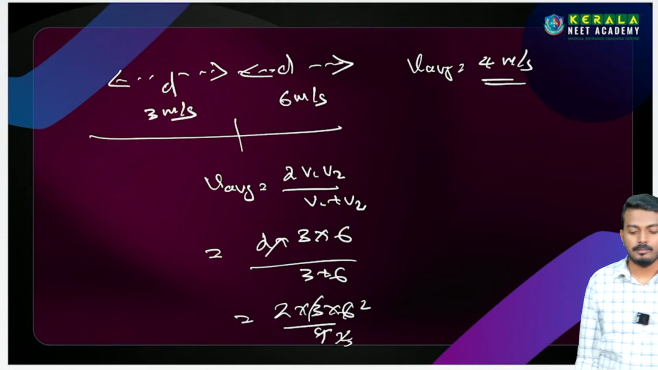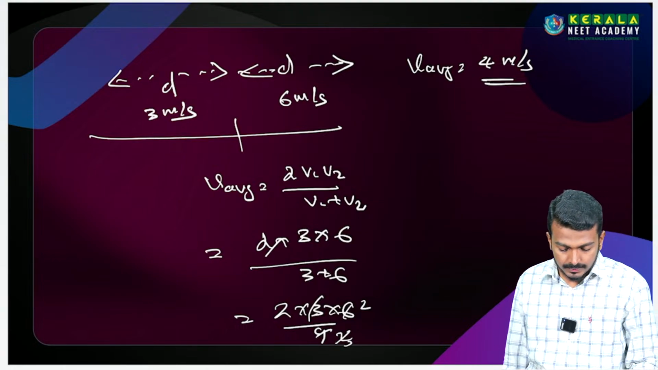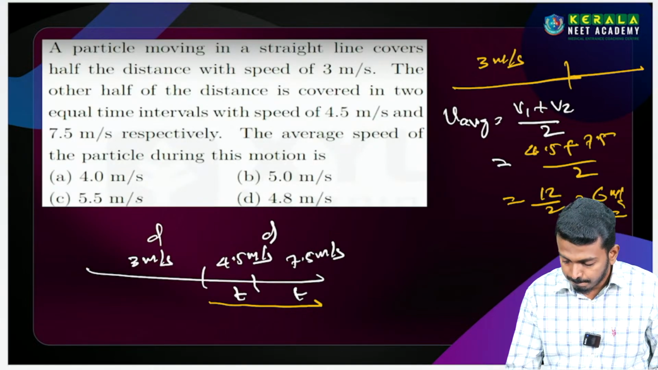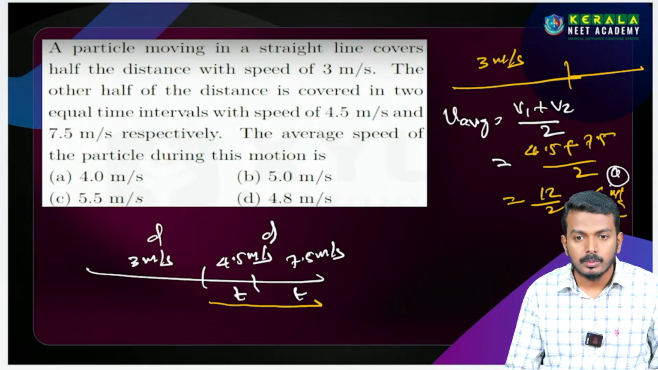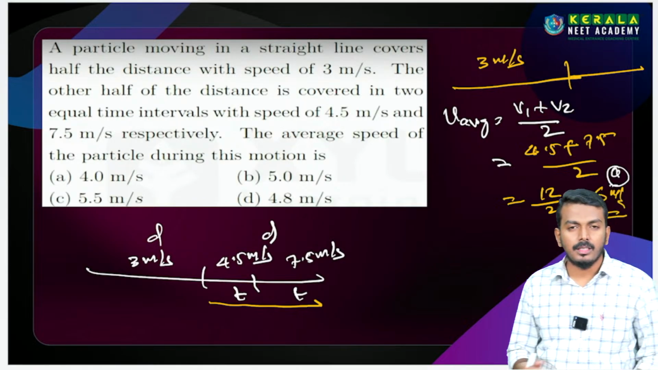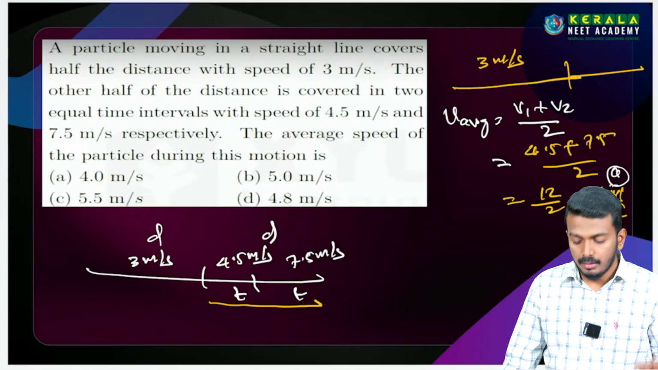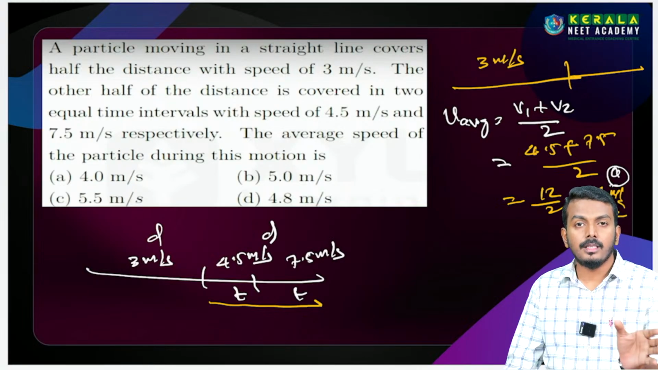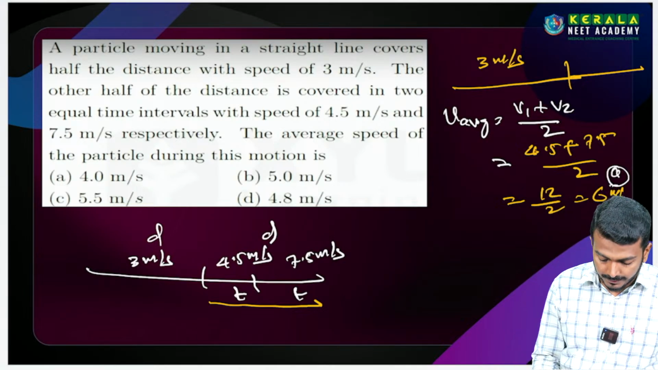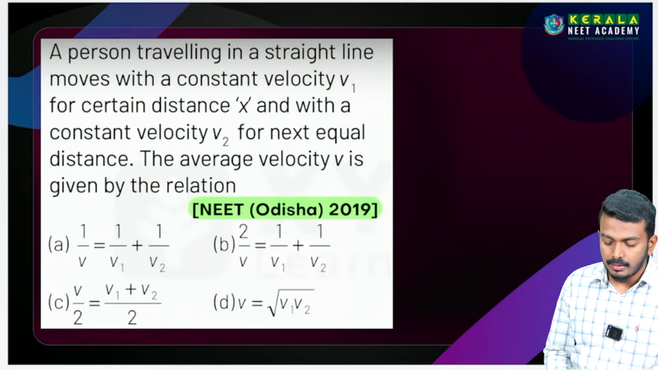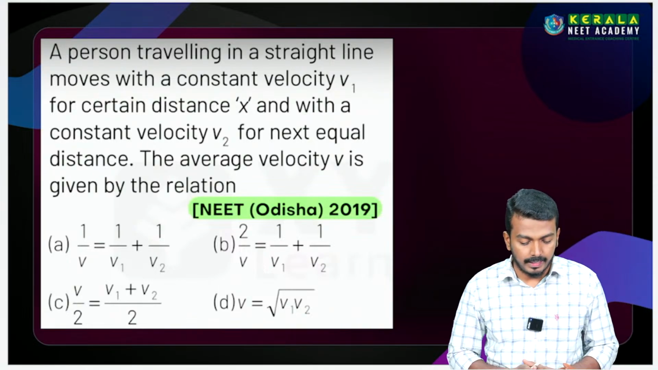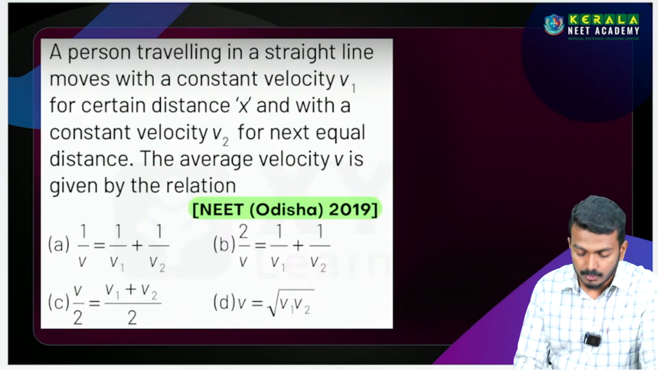Which option is correct? 4 meters per second means option A is the correct answer. Yes, option A is the correct answer. Okay, this question is very important. Why is it important? You have to apply both the distance equal concept and the time equal concept in the same problem. Anyway, read the question. Next question. This question is also completely based on average velocity. Yes, what is given in the question?